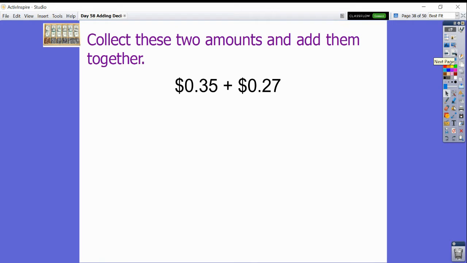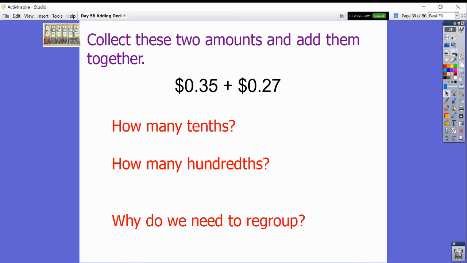Collect these two amounts and then add them together. We have 35 hundredths, also known as 35 cents. We have 27 hundredths, also known as 27 cents. And if we add them together, how many tenths do we have? How many hundredths? Why do we need to regroup?